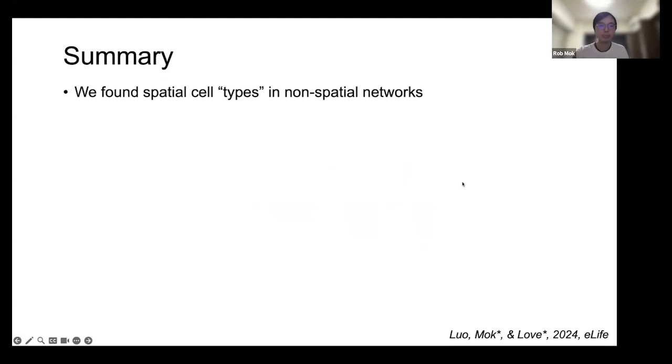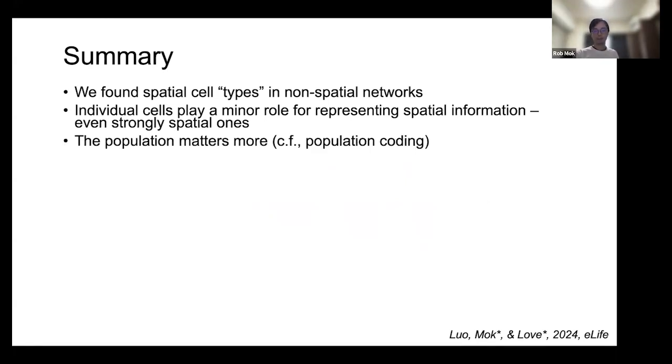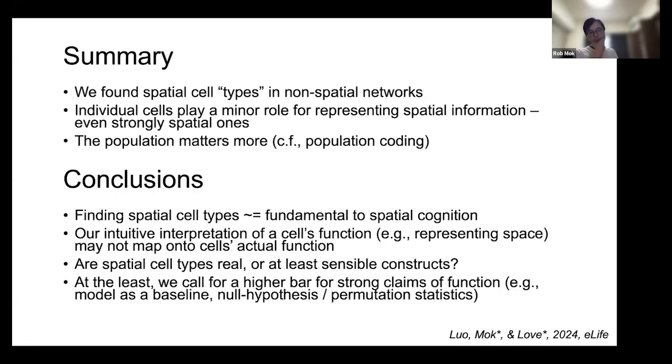So in sum, we found these spatial cell types in non-spatial networks. Individual cells play a minor role in representing spatial information, even the strong spatial ones, and the population seems to matter more. So in conclusion, finding spatial cell types doesn't mean that it's necessarily fundamental to spatial cognition. Our intuitive interpretation of the cell's function, representing space, may not map onto the cell's actual function.